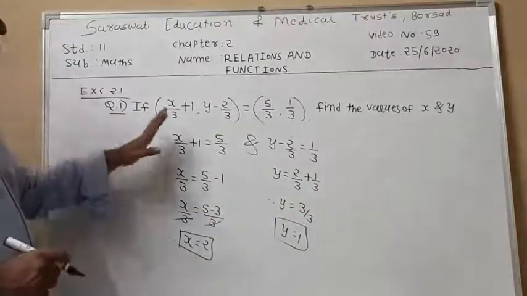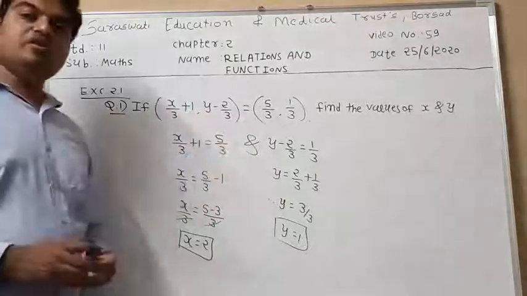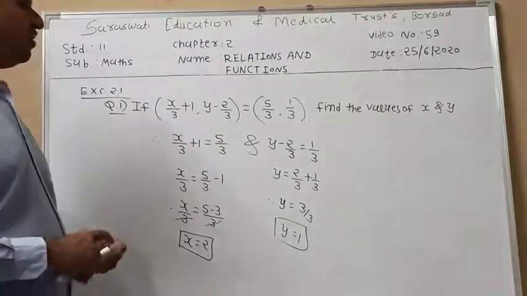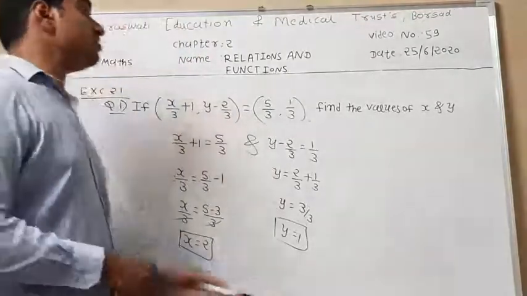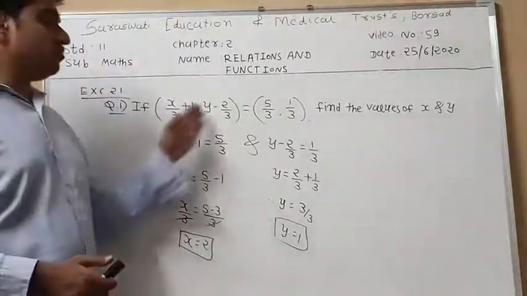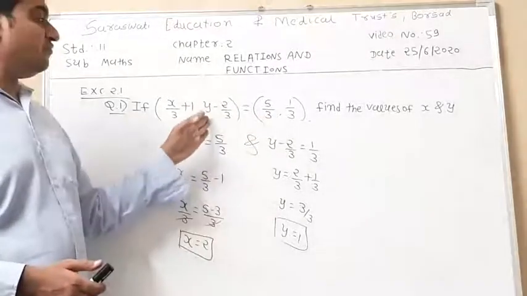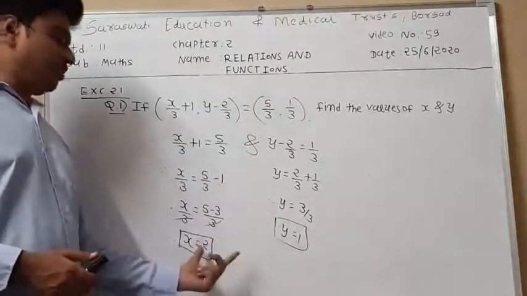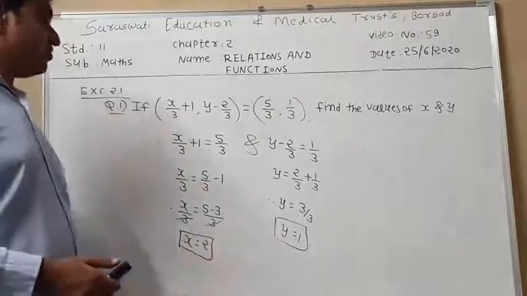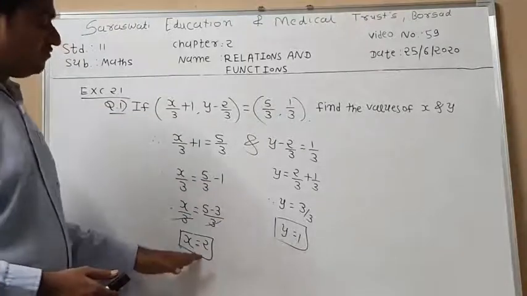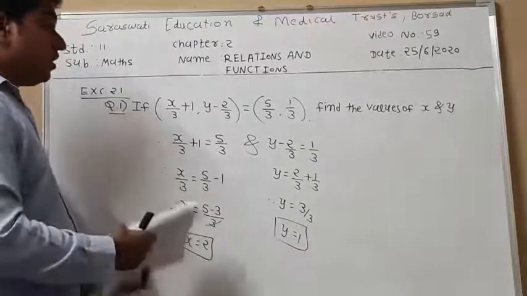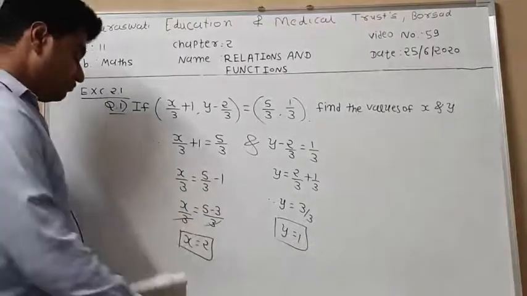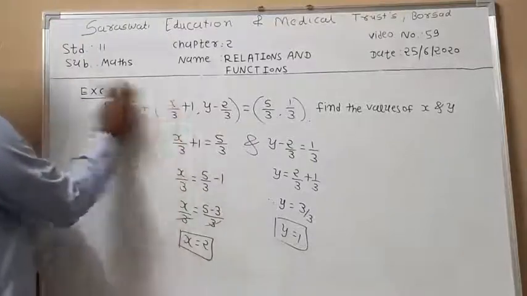So here in the question, ordered pairs are present on both sides and the positions are equal. In this situation, we can compare the first term with the first term and the second term with the second term. After calculating and simplifying this equation, we get the values of x and y as the answer. Now example number 2.